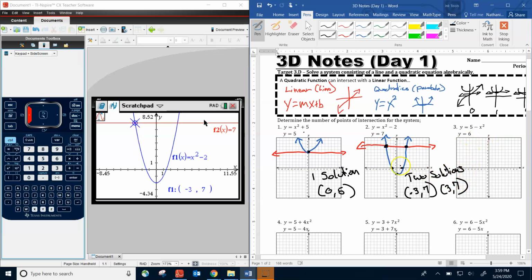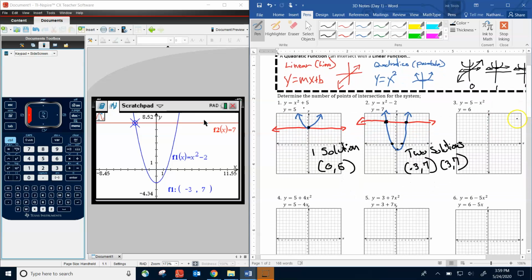So what I want you guys to do is start graphing these out and trying to find solutions. And there is a possibility you might have no solutions, where they do not intersect. But it's going to be a little bit of discovery, a little bit of you trying to figure stuff out.